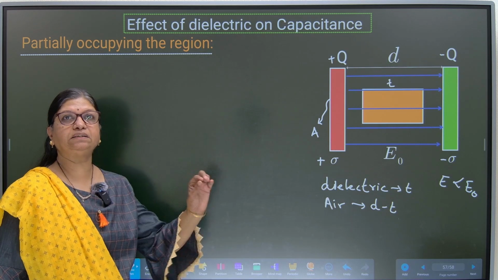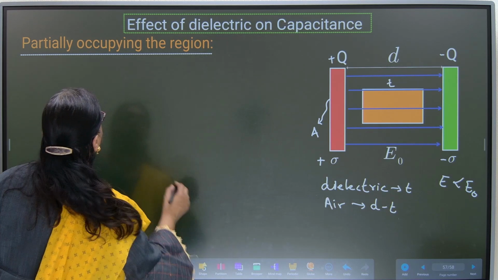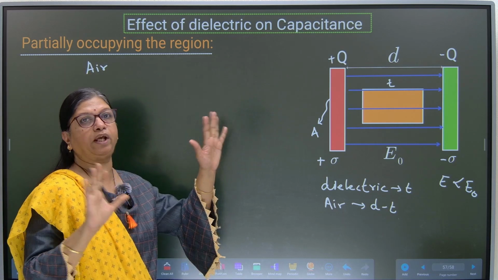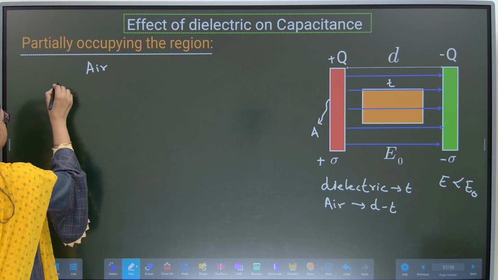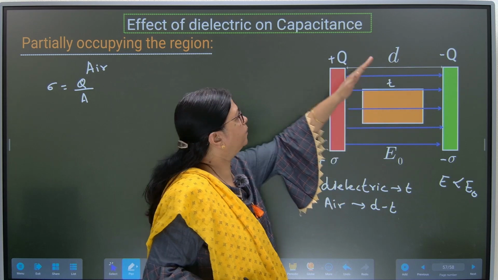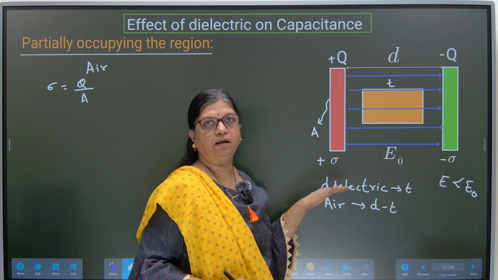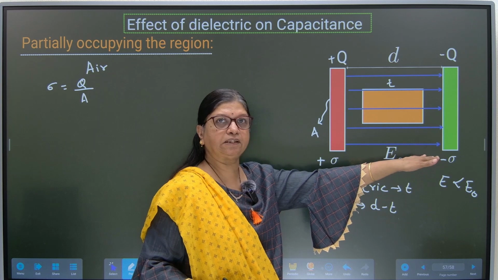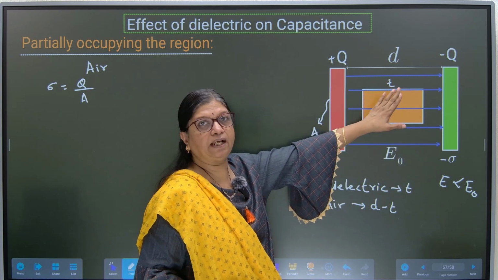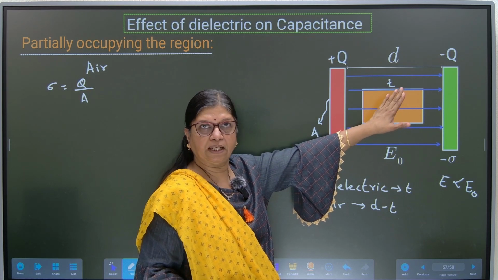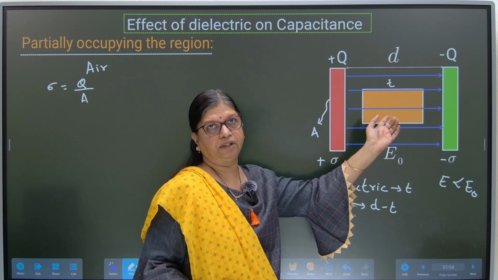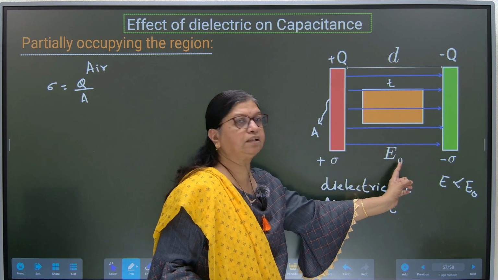Now, let us consider the air portion. Let us write air here to indicate that we are considering the left out air portion. For that, sigma is equal to Q by A. As we can see, we have two plates, positive charge with positive sigma, negative charge with negative sigma surface charge density. E naught is the electric field between the plates when the dielectric slab was not available. And E is the electric field inside the dielectric slab when placed in the external field E naught.